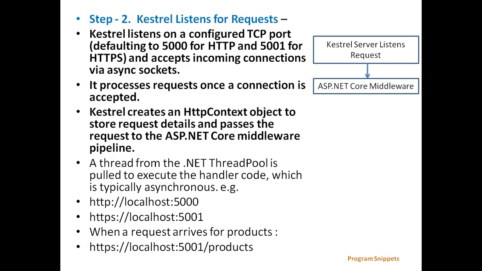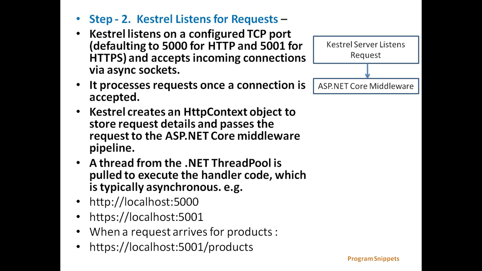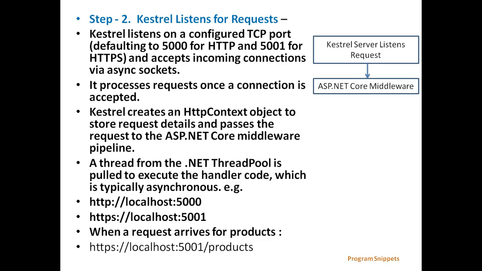Then it creates an HTTP context object to store request details and passes the request to the ASP.NET Core middleware pipeline. A thread from the .NET thread pool is pulled to execute the handler code, which is typically asynchronous. By default, Kestrel supports 5000 for HTTP and 5001 for HTTPS. When a request arrives for products, it will open https://localhost:5001/products.